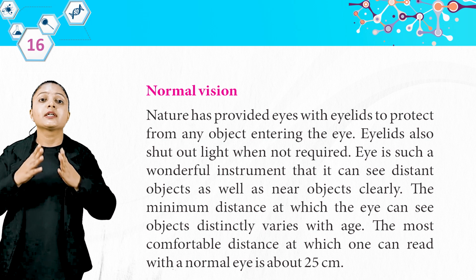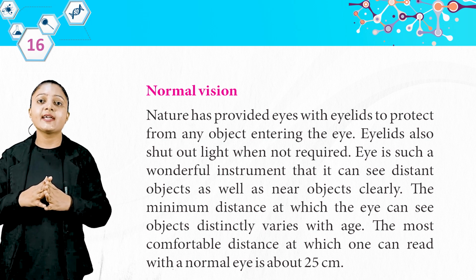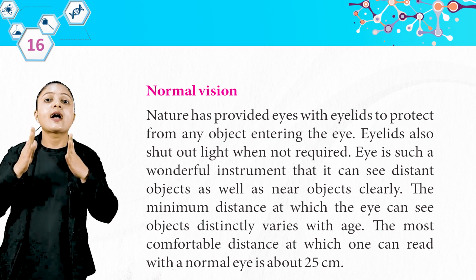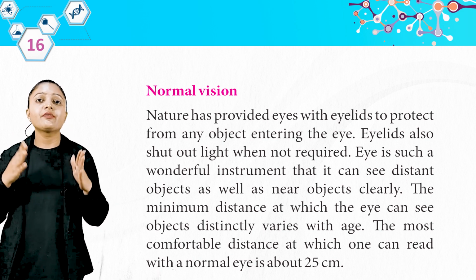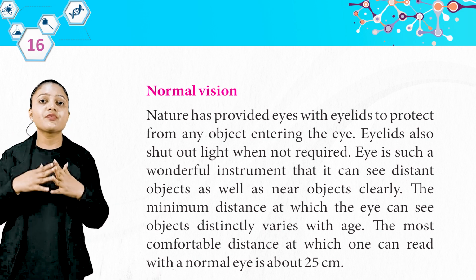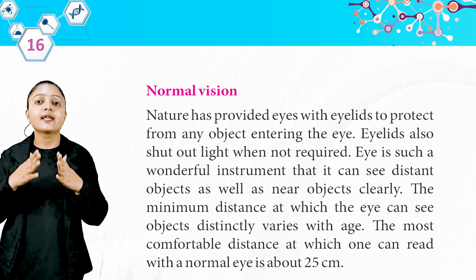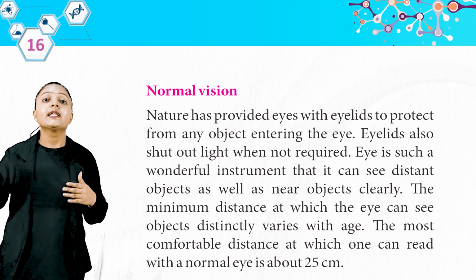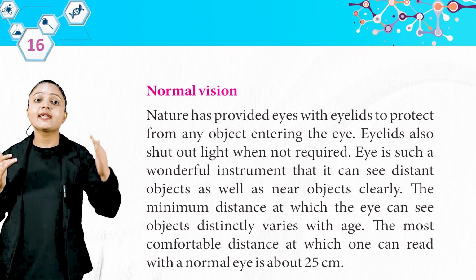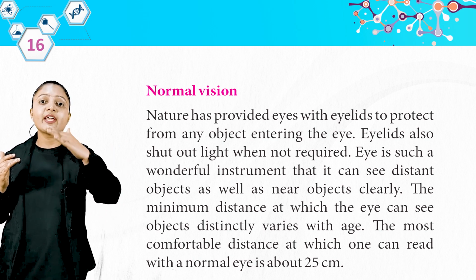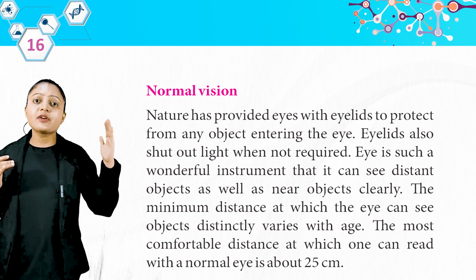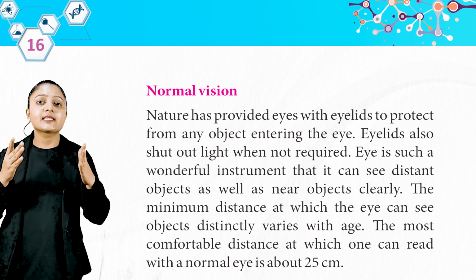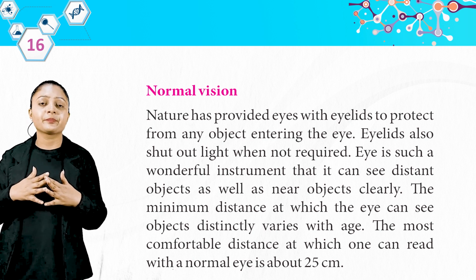Normal vision. Nature has provided eyes with eyelids to protect from any object entering the eye. Eyelids also shut out light when not required. Eye is such a wonderful instrument that it can see distant objects as well as near objects. Clearly, the minimum distance at which the eye can see objects distinctly varies with age. The most comfortable distance at which one can read with normal eye is about 25 centimeter.